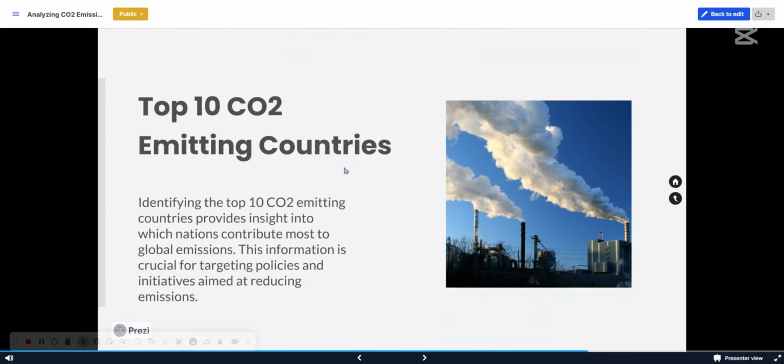Top 10 CO2 emitting countries. Identifying the top 10 CO2 emitting countries provides insight into which nations contribute most to global emissions. This information is crucial for targeting policies and initiatives aimed at reducing emissions.